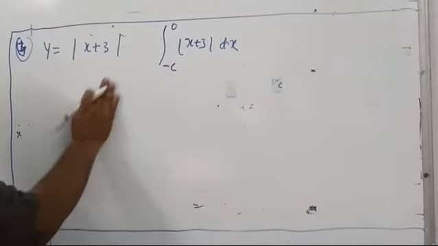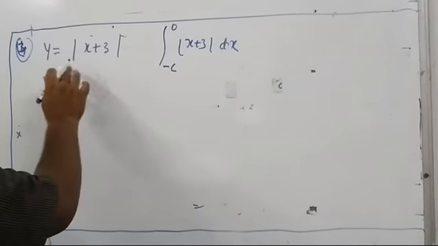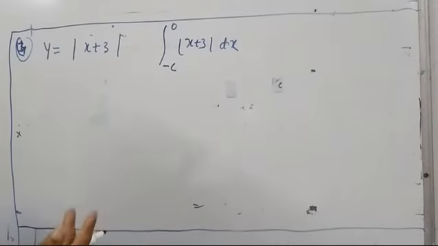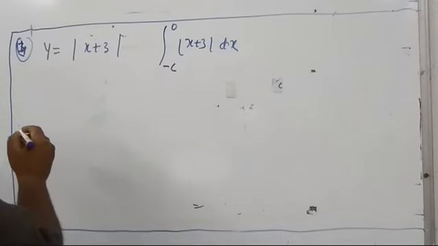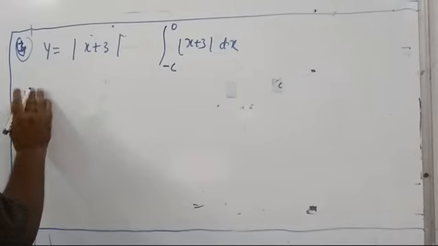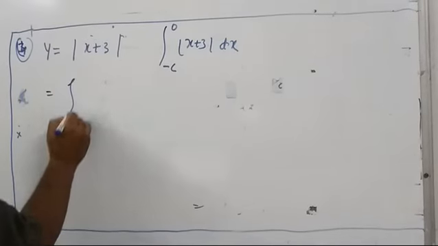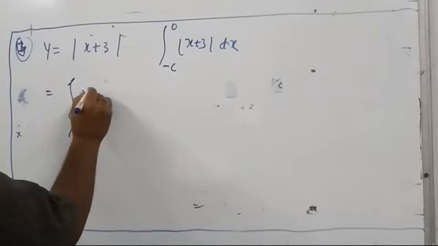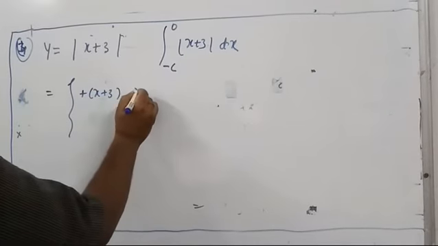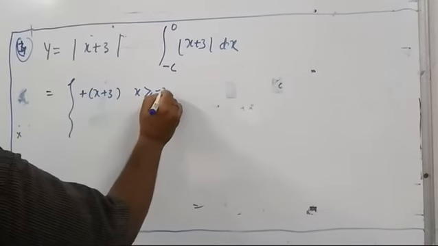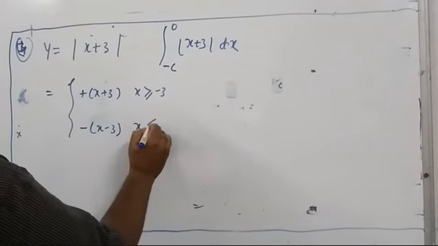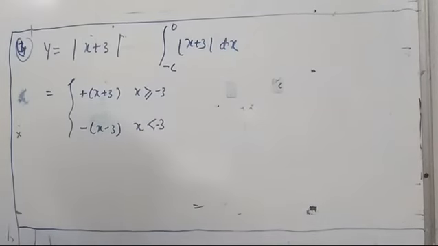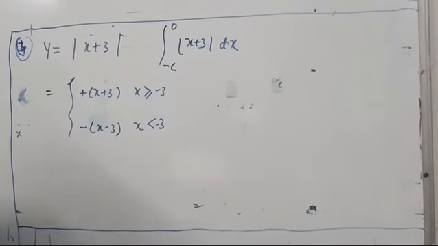Now, first of all, we will define this. This is the modulus, which has two cases, either it is positive or negative. So y is equal to x plus 3 when x is greater than or equal to minus 3, and it is negative when x is less than minus 3. So we have to draw the graph of this also.